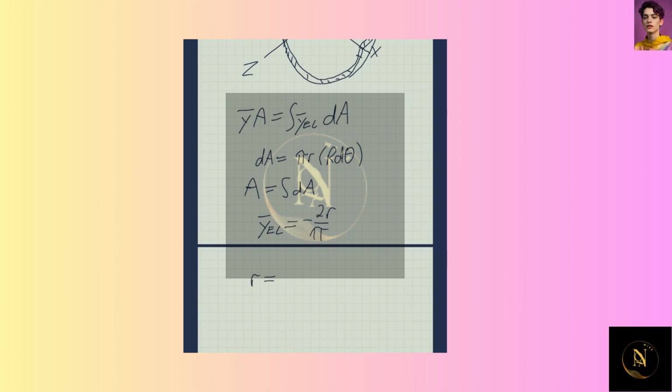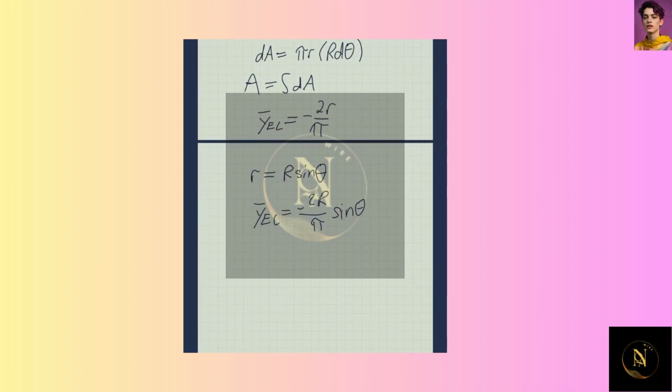And now we have to solve this problem in terms of the radius of the hemisphere, not the radius of the slice. So to get the radius of the slice in terms of the larger radius, it's just going to be the larger radius times the sine of that angle theta, which means that we can now plug that in for our differential element. You get -2 times the large radius over pi sine theta.